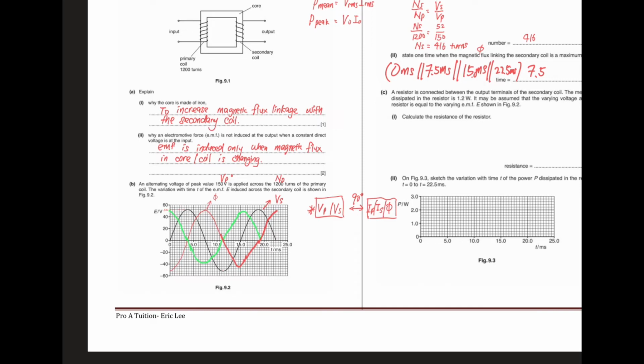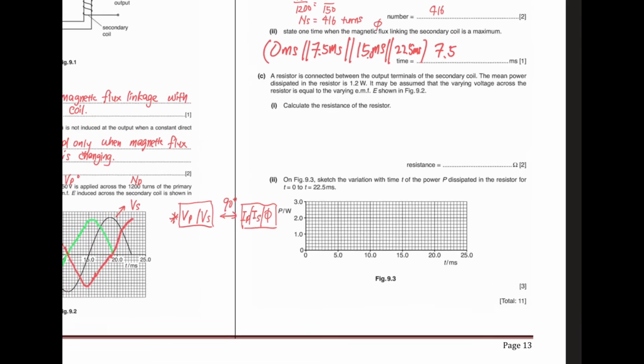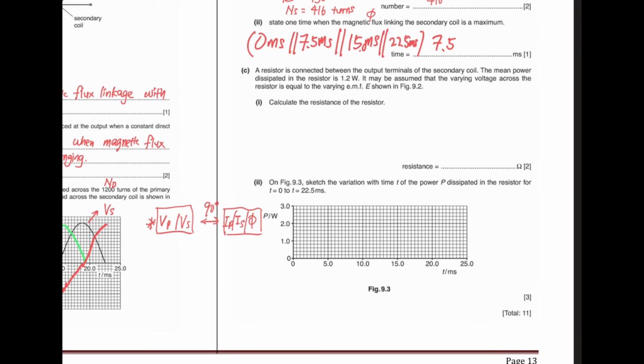Okay, so now let's see the next one, part C.